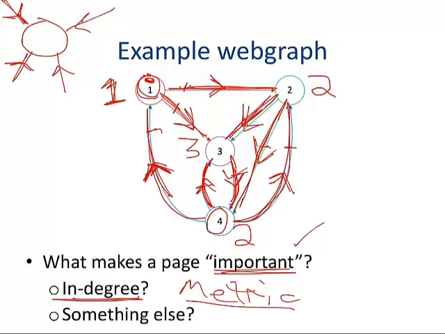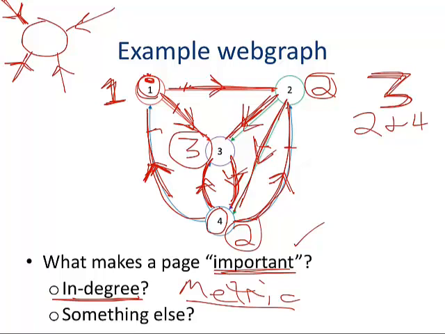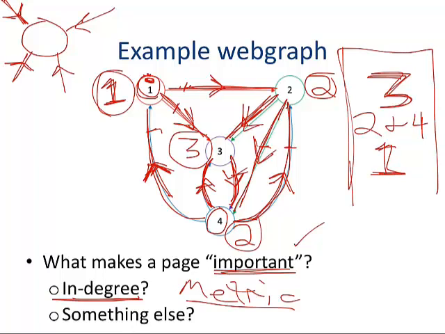So if Google was going to use this to rank its web pages and display an ordered list in the search result page, it would first print 3, since that has the highest in degree. Then it would print either 2 or 4, as they tied. And then it would print 1, since that has the lowest in degree. This would be the page displayed in the output.